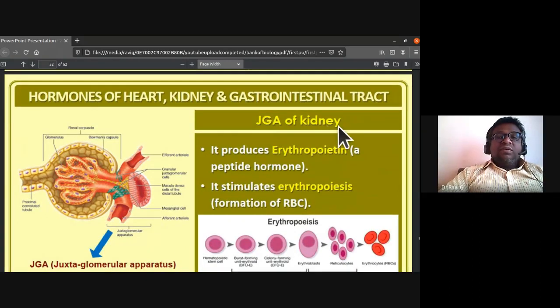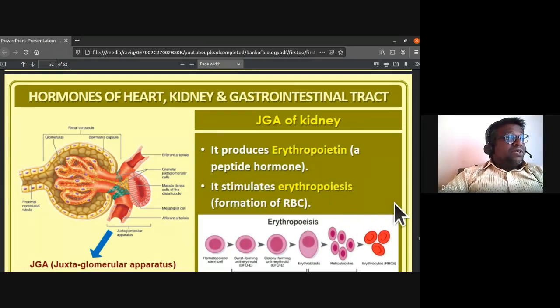JGA of kidney, juxtaglomerular apparatus of the kidney. So the juxtaglomerular apparatus of kidney, you can notice here. So what they are going to do is they produce erythropoietin, a peptide hormone. It stimulates erythropoiesis, formation of RBC.